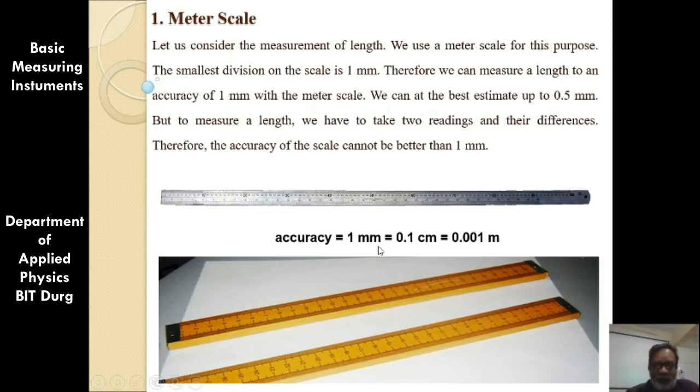But if their length is less than 1 mm, or in other words, the length of the object is not an integral multiple of 1 mm, then in that case it is not easy for us to measure the length with the help of meter scale. And that's why we look for the instrument which can measure that type of distance.